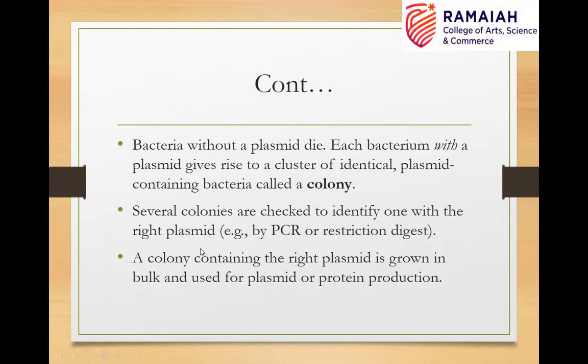Just now I mentioned the right plasmid in the sense of the plasmid containing your gene of interest. For that we can apply methods, either PCR or restriction digest. Depending upon the size of the molecule, we can say whether it is a recombinant plasmid or just the religated plasmid without the insertion of your gene of interest. So a colony containing the right plasmid is grown in bulk, and that will be used further for plasmid or protein production.